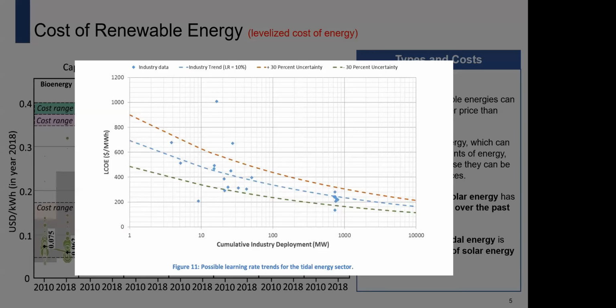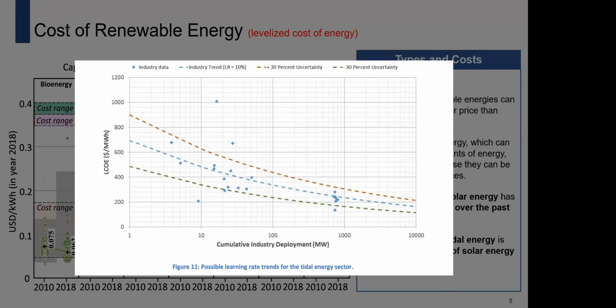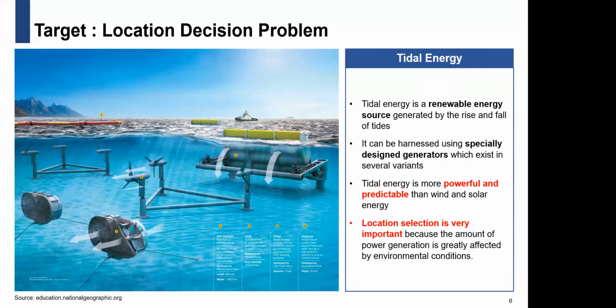This is the common, well-known graph showing the cumulative industry development and the cost. LCOE is one big factor, directly related to the cost of renewable energy. When the industry develops and gets bigger and bigger, the cost gets dramatically smaller. So this graph and these factors show that tidal energy will have a competitive cost after maybe 10 years. So that's why we target tidal energy.